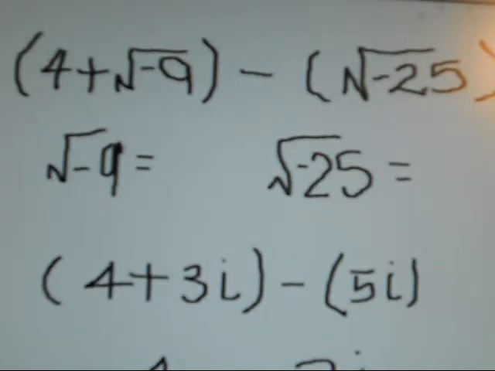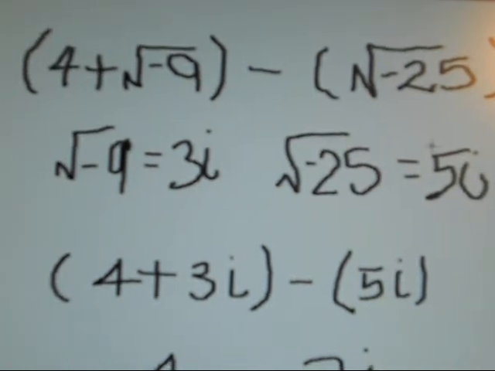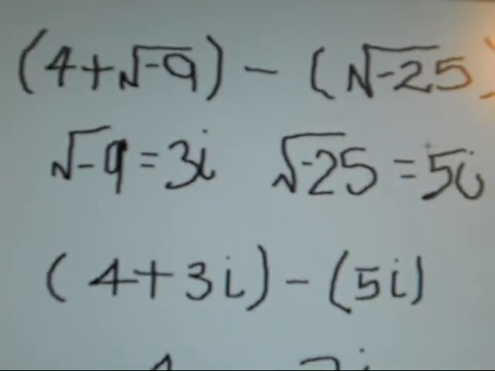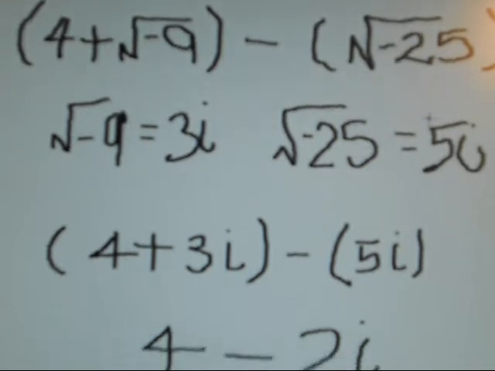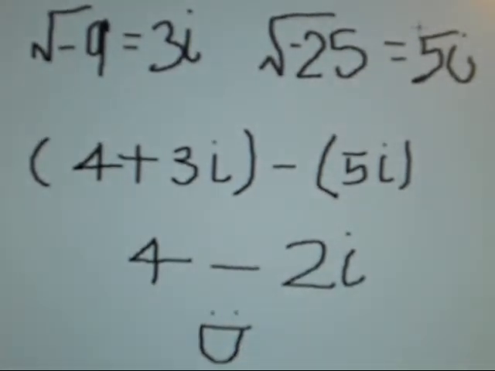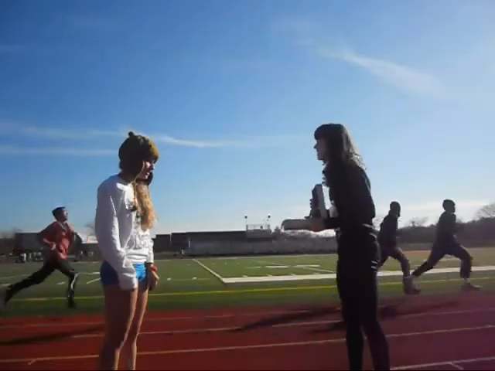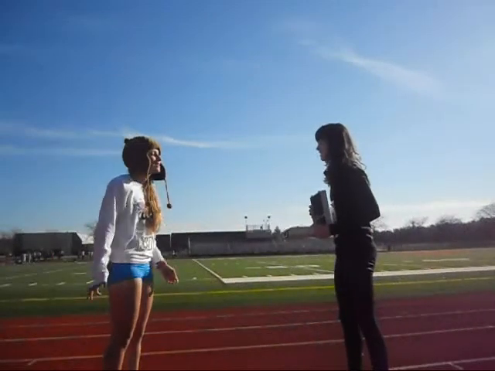Okay, feeling confident. The square root of -9 is 3i, and the square root of -25 is 5i. Now we have 4 plus 3i minus 5i. Distribute the negative into 5i and change the operation to addition, and you end up with 4 minus 2i. Yay! The lock is open. Is that the key in there? Yes, finally, I can go home.